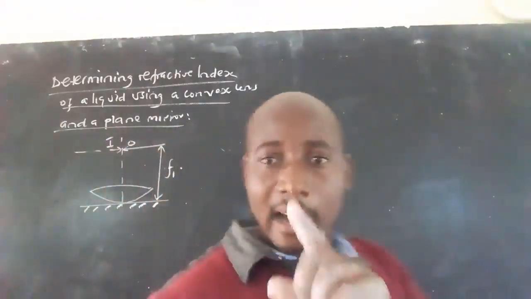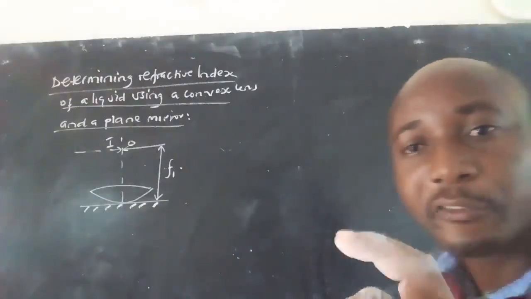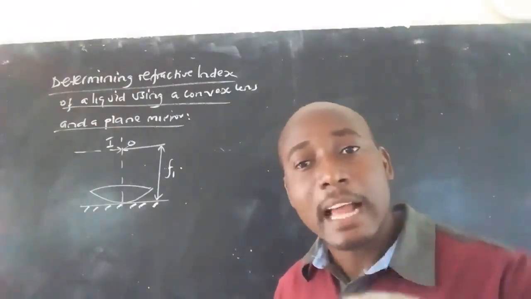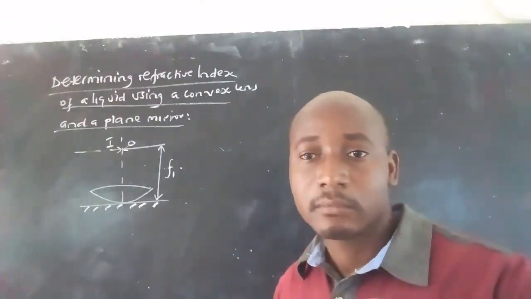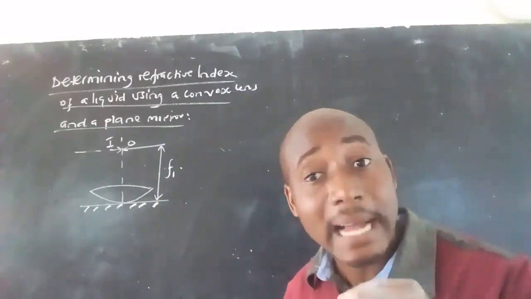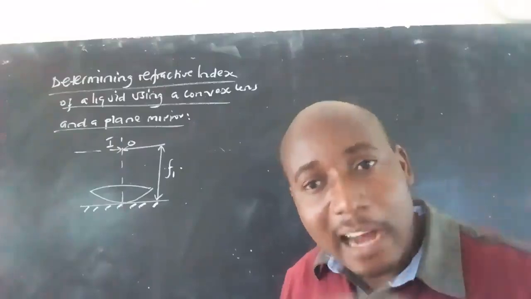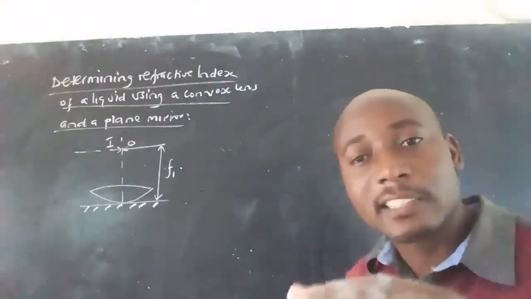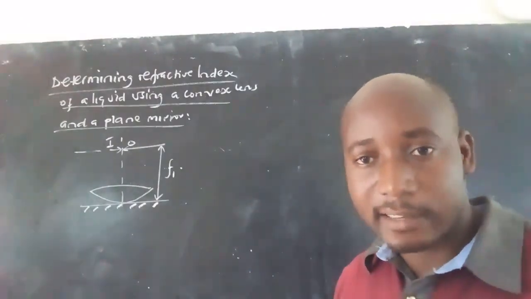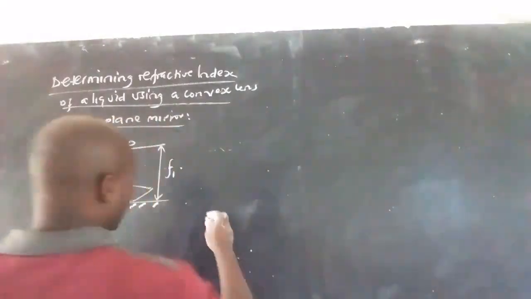That's point number 1. Say a convex lens is placed on the reflecting surface of a plane mirror. Next, number 2. A pin is clamped vertically above the lens, such that its tip lies along the principal axis of the lens. It is then moved up and down until it coincides with its own image. The distance F1 is measured and recorded. Remember, this is the focal length of what? Of that lens.